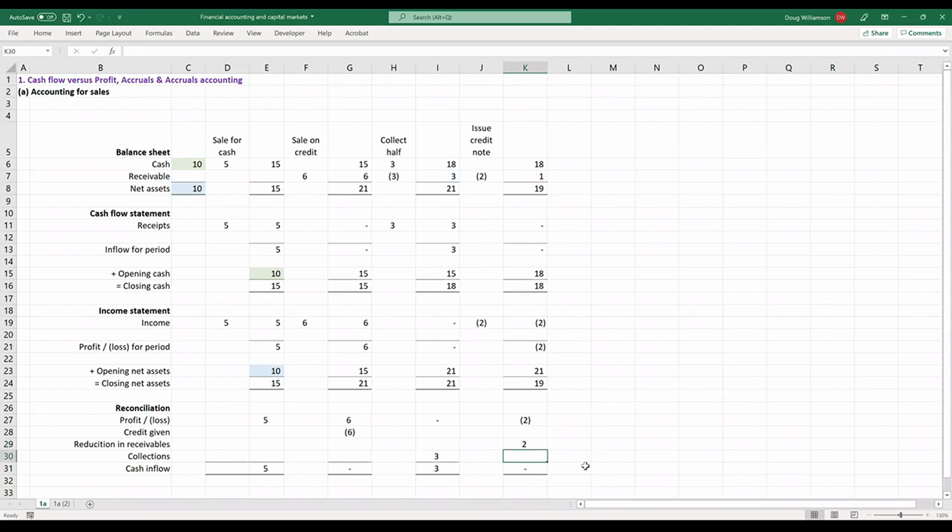So cash flows in this period were none. We've got a movement in the balance sheet, and it's movement in the balance sheet associated with, in this case, a credit note. In the previous case, it was a collection. In both cases, the cash position is better than the profit would have suggested.